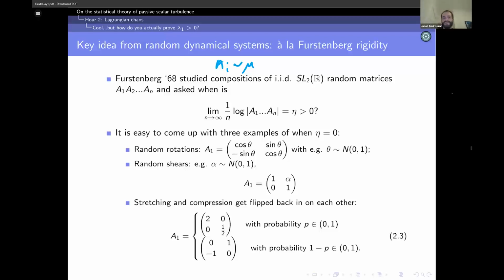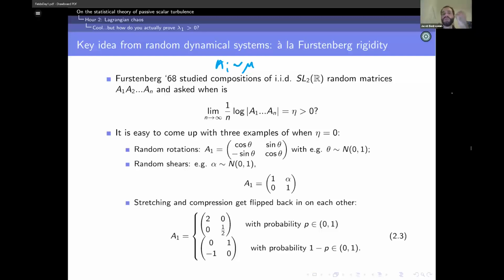And so it's easy to come up with some examples where the Lyapunov exponent is 0. And again, because of determinant 1, the Lyapunov exponent can either be 0 or positive. So the easiest example to see is when you have a random rotation. So A is just a rotation, for example. So maybe the rotation is random, but it doesn't matter. There's no growth at all, right?